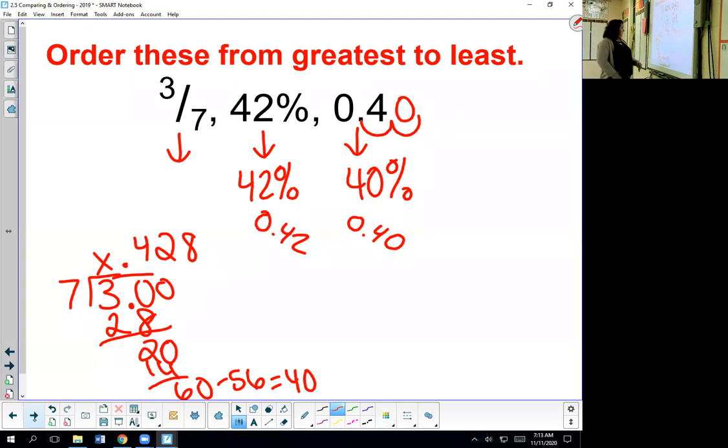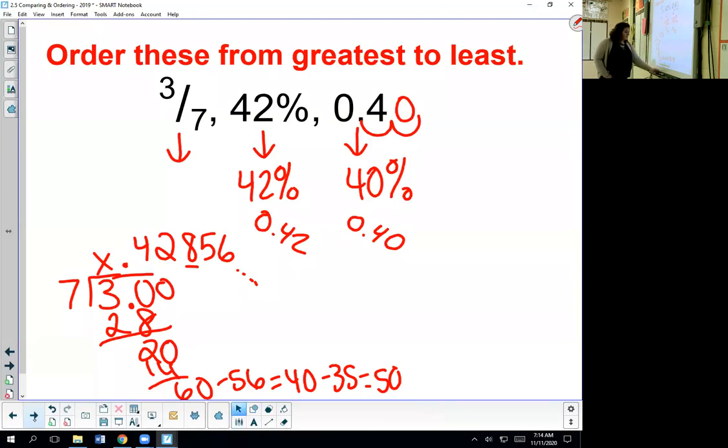7 times 5 is 35, which is 5. Add a 0. 7 times 6. So it looks like this is kind of going on forever, but I don't need to, I can stop right there. I could have stopped after technically right here.